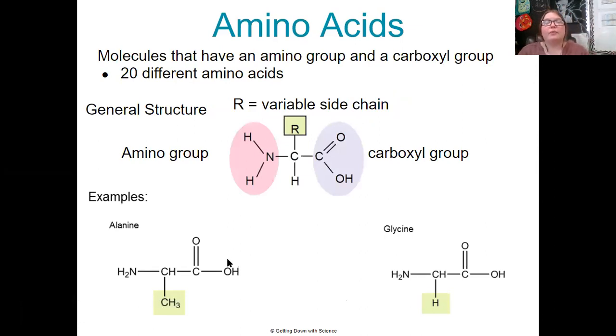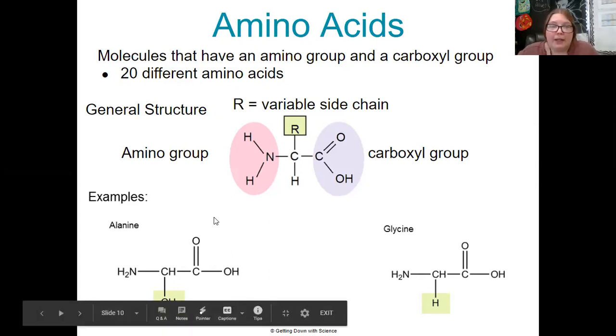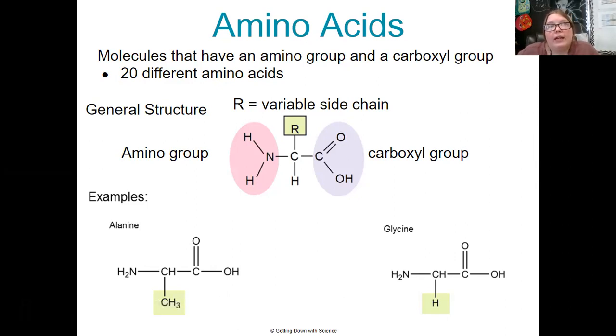Okay, so here's what I was telling you about amino acids. They've got an amino group, and they've got a carboxyl group, and then a variable side chain that could be different kinds of things. Let's look at some examples. Alanine is one of our 20 amino acids. You are not going to be required to memorize the amino acids. That would be way too much. You'll have a chart.